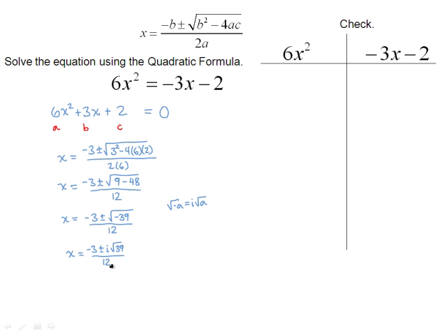Now, when we look at the square root of 39, it is not a perfect square, and it doesn't have any perfect square factors. The only factors for 39 would be 1 and 39 or 3 and 13. So therefore, we would leave it under the radical as it is. So our solution set would be negative 3 plus or minus i square root of 39 all over 12.